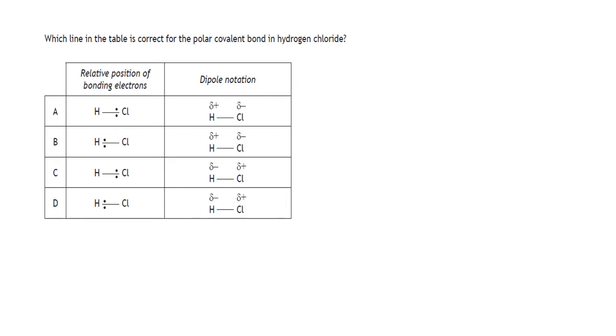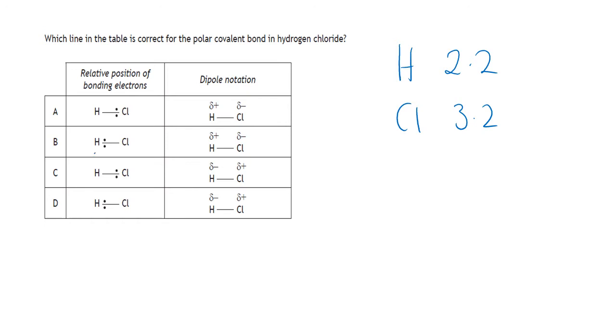This next question is again about a difference in electronegativity and then determining which end is going to be positive, which end is going to be negative. Well, hydrogen has an electronegativity of 2.2 and chlorine is 3.2. Now remember, electronegativity is a measure of an atom or nucleus's ability to attract a shared pair of electrons towards it in a covalent bond.